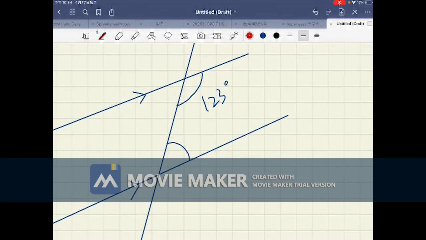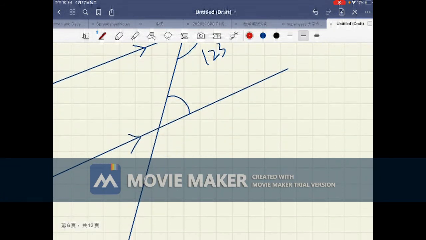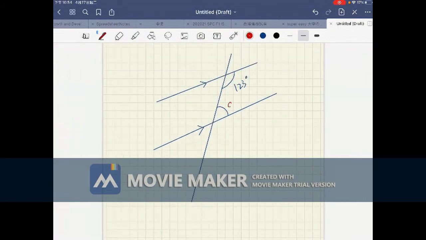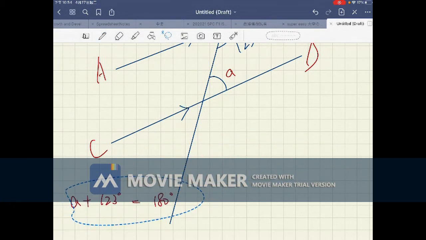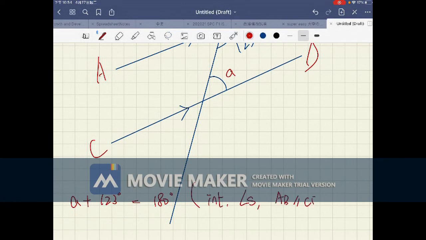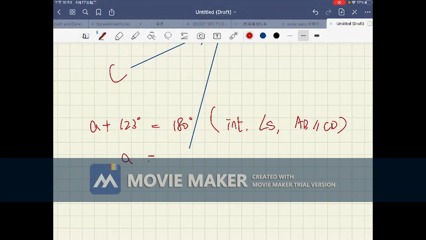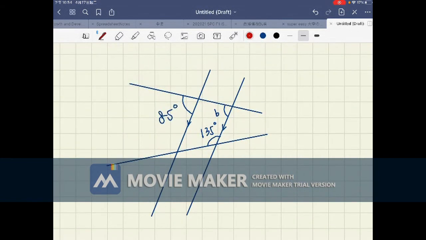So, let's see. Since it is parallel lines and they are interior angles, how big is angle A? So we can write it down, explaining why: because of interior angles and AB parallel to CD. So therefore A equals 57 degrees. So this is still the same.